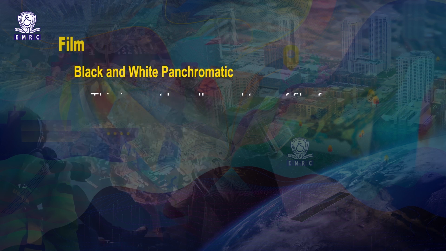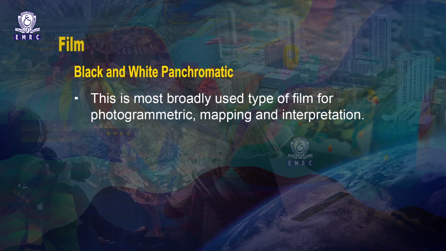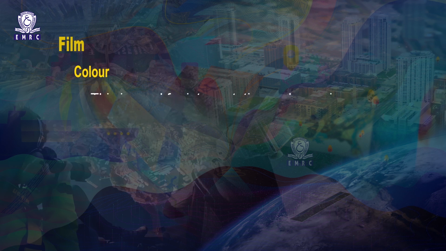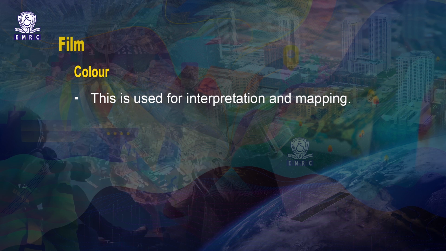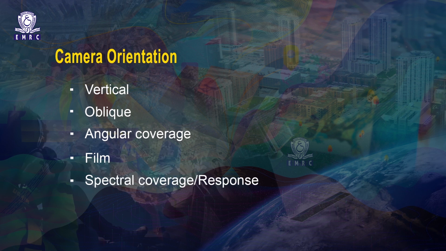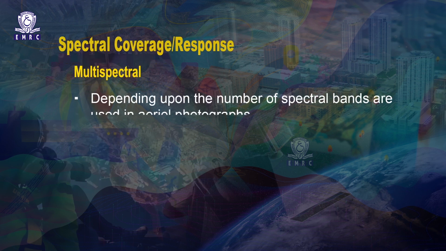Film. Black and white panchromatic. This is the most broadly used type of film for photogrammetric mapping and interpretation. Black and white infrared. This is used for interpretation and intelligence and in hazy environments as IR can penetrate through the haze. Color. This is used for interpretation and mapping. Color infrared or false color. This is used for vegetation studies, water pollution and crop studies. Spectral coverage or response. Multispectral. Depending upon the number of spectral bands used in aerial photographs.